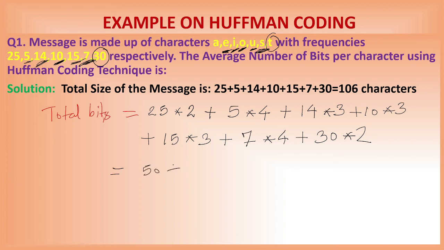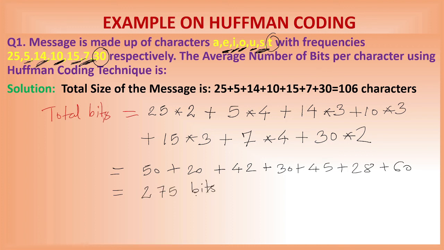25 2s are 50, plus 5 4s are 20, plus 14 3s are 42, plus 10 3s are 30, plus 15 3s are 45, plus 7 4s are 28, plus 30 2s are 60. So when you add this, 275. So total bits used in the message are 275 using Huffman coding. Now these 275 bits will be transferred from sender to receiver. So now we have to find the average number of bits per character from this message.